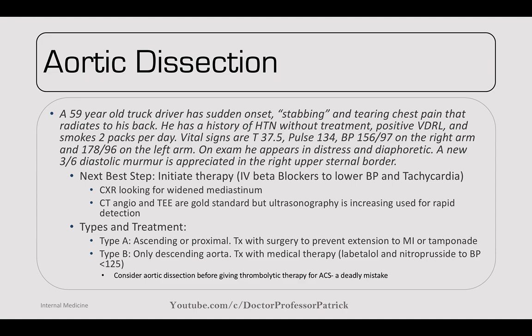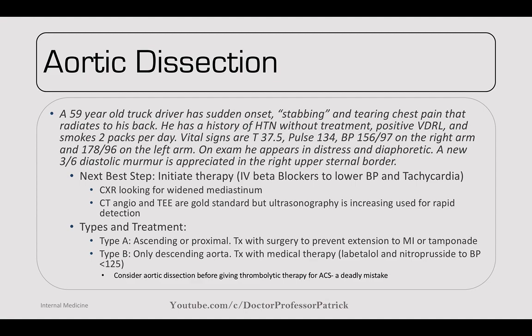So your next best step, if you're thinking aortic dissection, is to start therapy. So you want to lower his blood pressure, and you do not want to raise his heart rate. So IV beta blockers is going to be your first choice. So next step, you could look at a chest x-ray for a widened mediastinum. This is not very sensitive, but it can be specific.